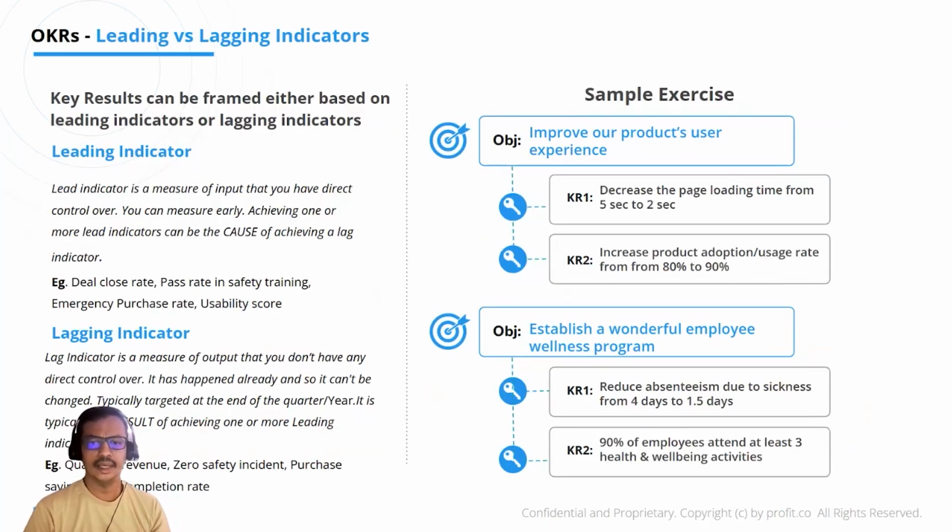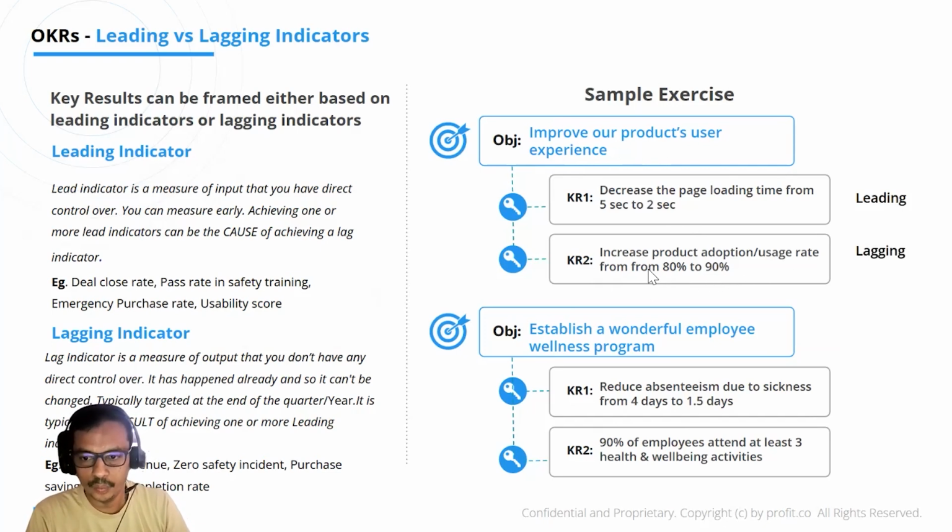Okay, if you look at this example on the top right-hand side, I say my objective is to improve the product's user experience, right? And key result one says decrease the page loading time from 5 seconds to 2 seconds. And KR2 says increase product adoption or usage rate from 80 to 90 percent. So in the context of this objective, KR2 is going to act as the lagging indicator because this is the one which measures the success of this objective.